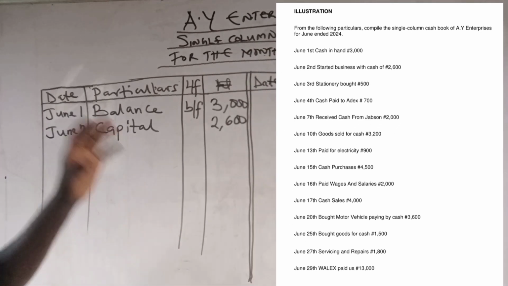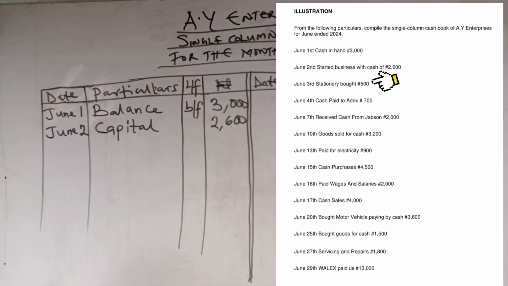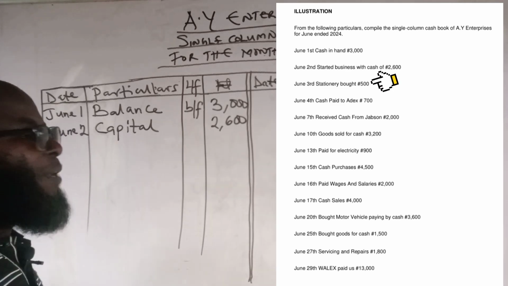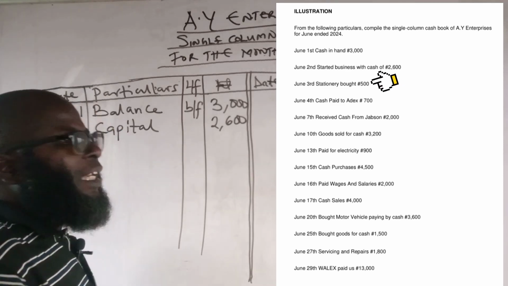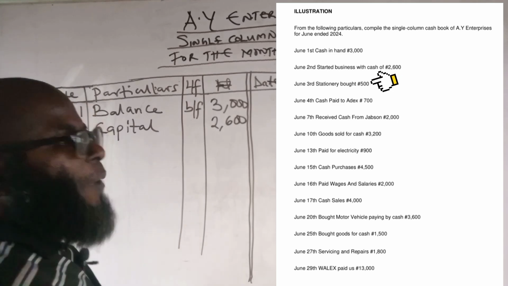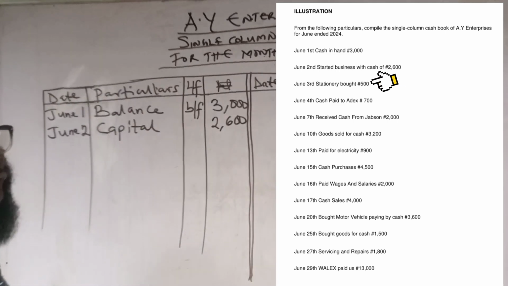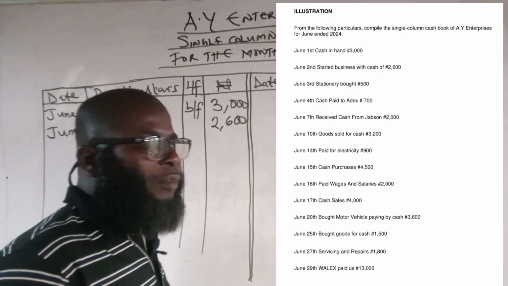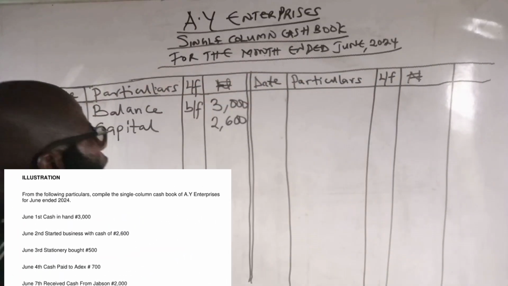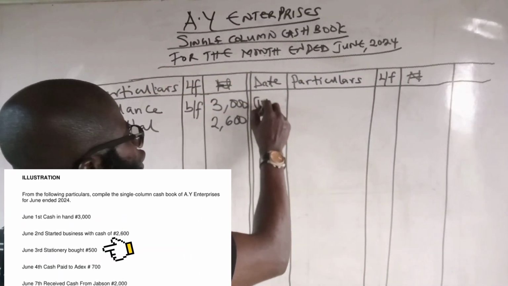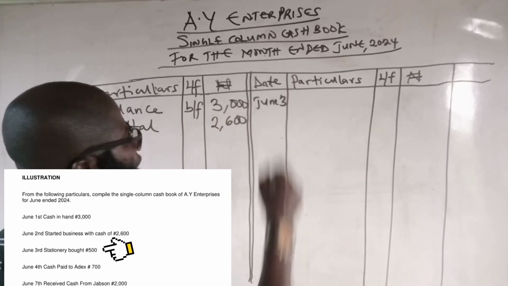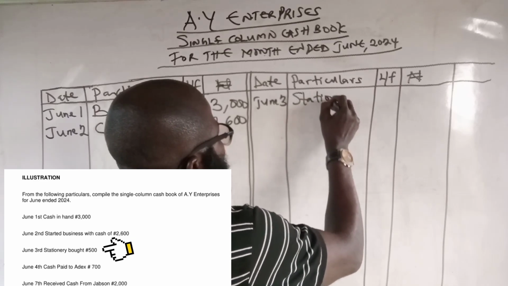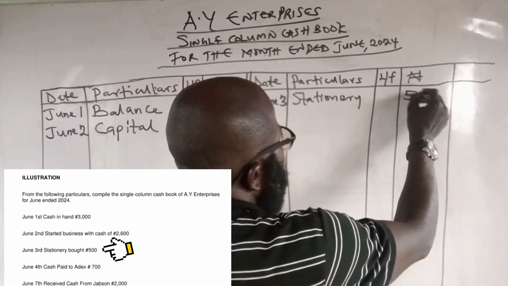Then June 3rd, stationery bought, 500 naira. This simply means AY Enterprises, during the month of June, bought stationery worth 500 naira, meaning that in the course of buying the stationery, AY is going to pay the seller. As a result, the money in the business will be deducted. Therefore, we are going to have it here, June 3, stationery, 500 naira.